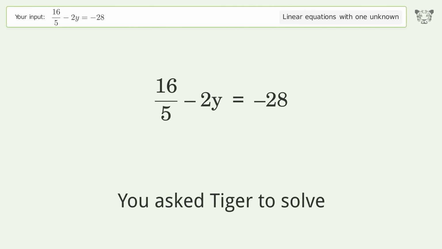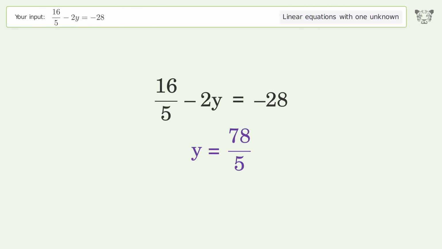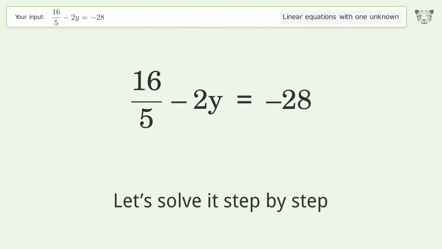You ask Tiger to solve. This deals with linear equations with one unknown. The final result is y equals 78 over 5. Let's solve it step by step.